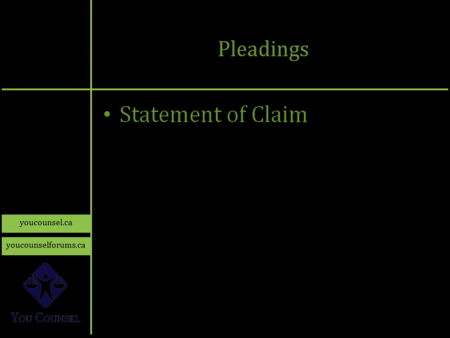What is it that you are asking the court to do for you? Are you asking for money? Are you asking for return of property? What is it that you want the court to do? And then the second component is, what are the facts that you are relying on? What is your story? Why should the court give you what you're asking? So those 2 elements are the fundamental elements of a statement of claim. What is it you're asking, and why are you asking this? What is your story?